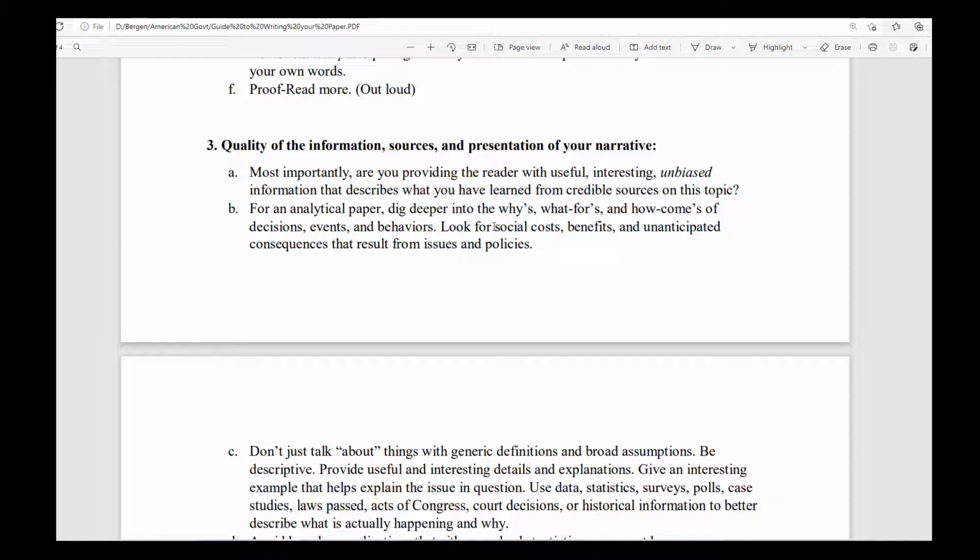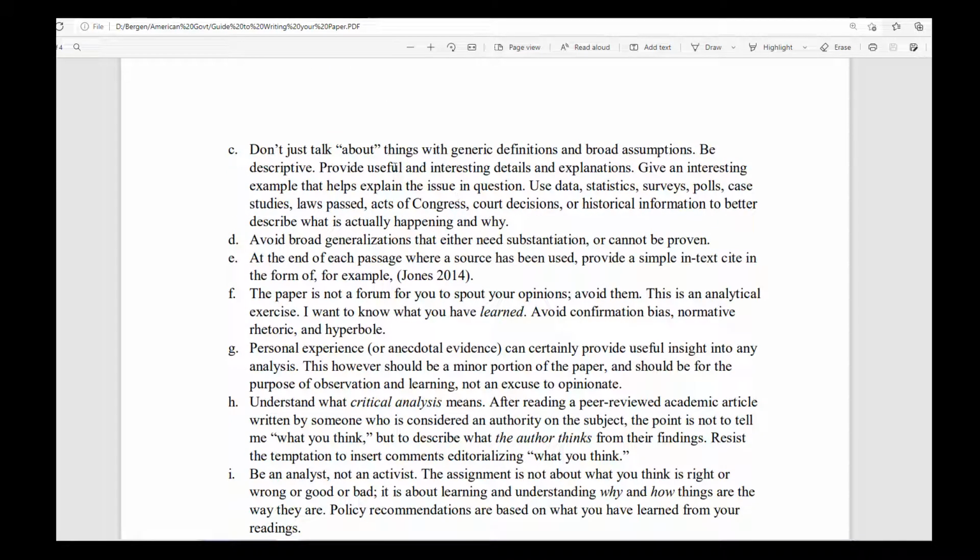You're looking for things like social costs, benefits, or even unanticipated consequences from these behaviors or from policies that are passed that people then work around, and it creates yet still more social costs. You want to use information and be descriptive in telling me what you've learned, so you want to dig a little bit deeper. You just don't talk about things with generic definitions and broad assumptions. You want to be interesting, be descriptive, provide details and explanations, examples that help explain what's going on.